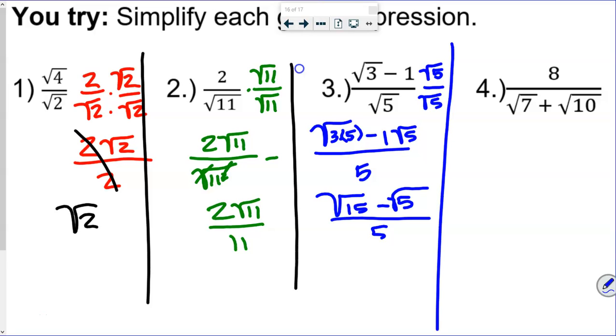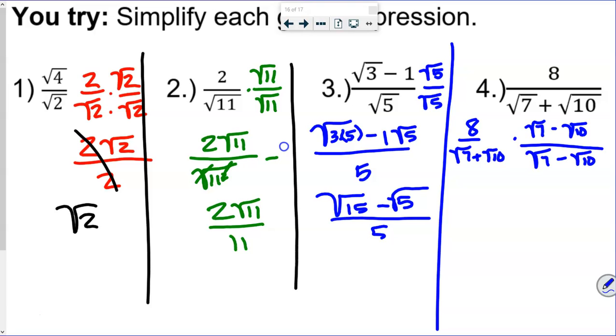All right, our last one. Now this is probably the hardest one, right? So this is 8 over the square root of 7 plus the square root of 10. So we're going to multiply this times the square root of 7 minus the square root of 10, okay? So 8 times the square root of 7 is 8 square root of 7. And then 8 times minus square root of 10 is minus 8 square root of 10.